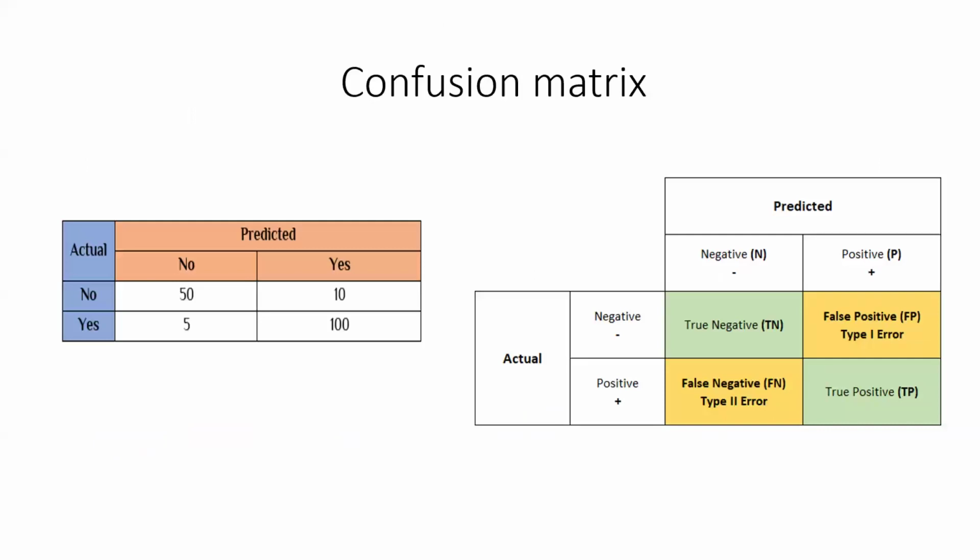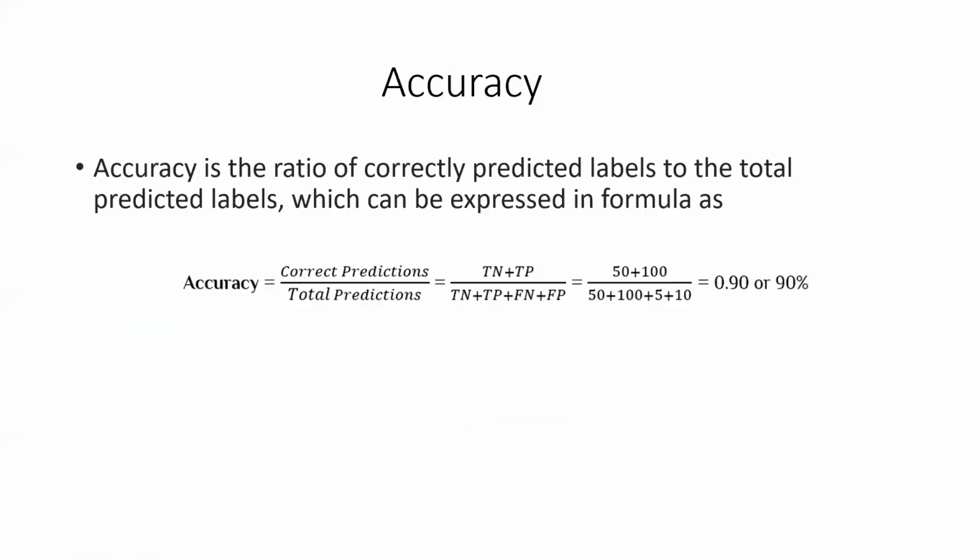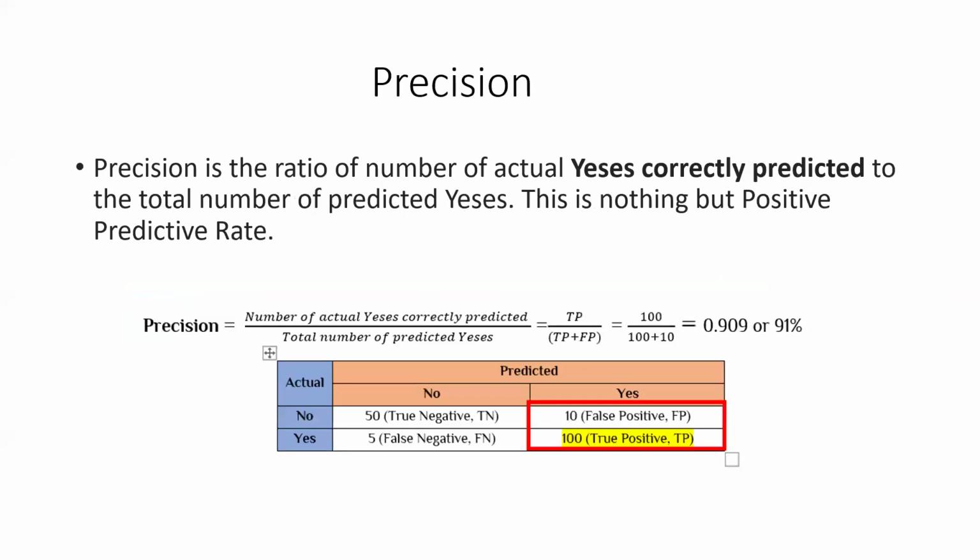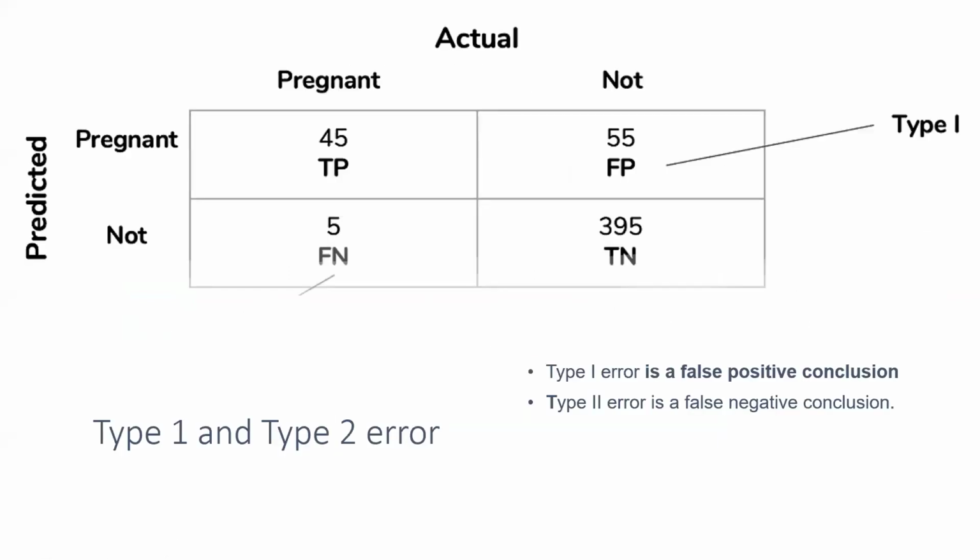So I will again repeat this. This is a very important concept in sample size calculation. Accuracy means how many times the X-ray predicted the fracture correctly. Precision means how many times the X-ray predicted the fracture correctly among the total number of predicted fractures. Type 1 error is the false positive, and type 2 error is the false negative.